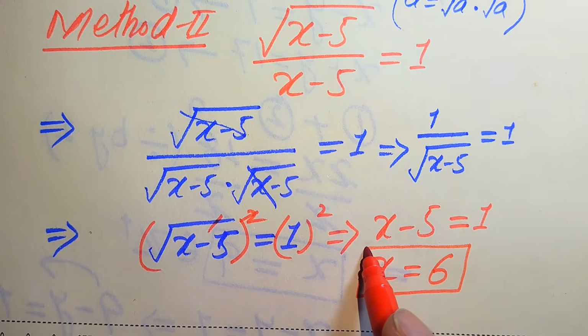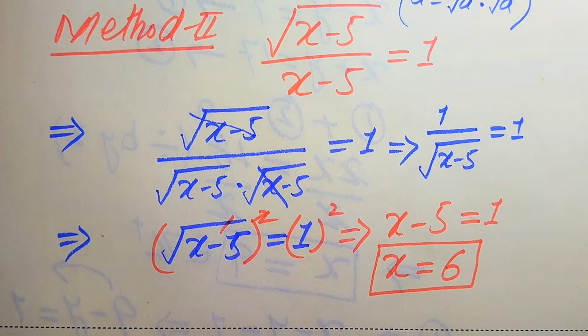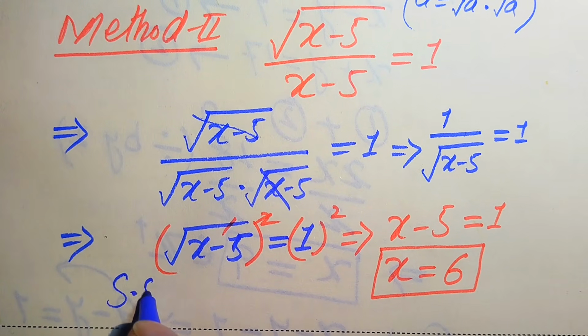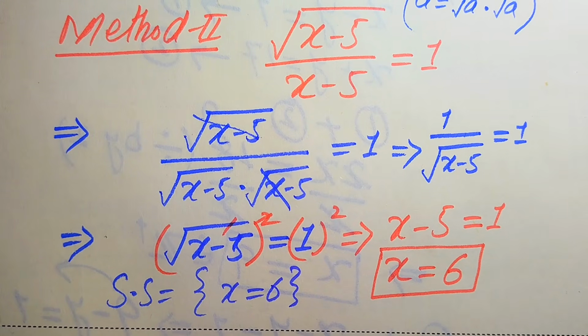Okay, so in the second method we get only one root of the given equation, and that is x equals 6. In the first method we already verified that this value of x satisfies our given question statement. So finally, the solution set of this problem is x equals 6. This is our final answer.